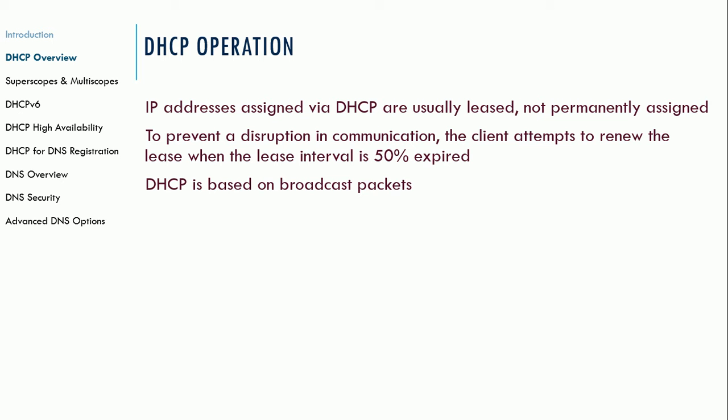So basically, the way DHCP works, IP addresses assigned via DHCP are usually leased. They're not permanently assigned, although there is a way to permanently assign IP addresses. To prevent a disruption in communication, the client attempts to renew the lease when the lease is about 50% expired. So let's say you get a lease for 1 week. On day 3.5, it's going to request a new IP address to renew its lease. DHCP is based on broadcast packets, mostly because we don't have an IP address yet. So in order to communicate with the DHCP server, we have to use broadcast packets, and hopefully the DHCP server receives that broadcast and then uses a unicast to communicate with us.